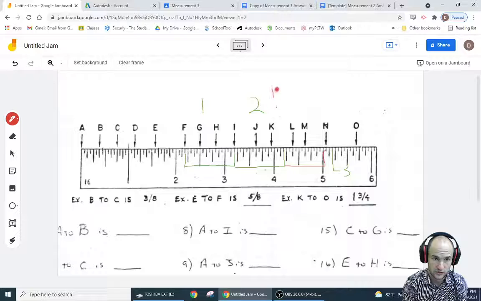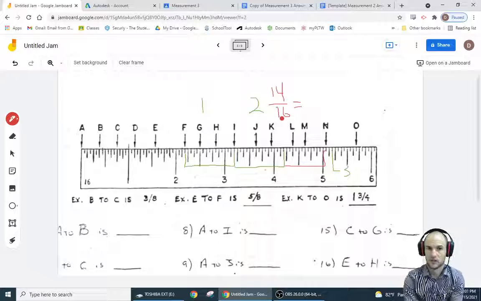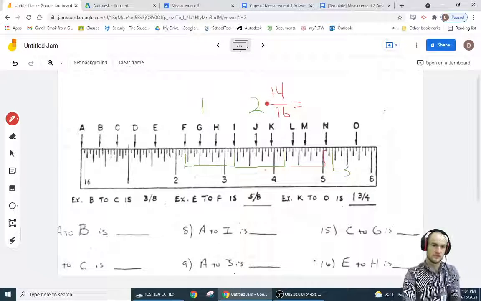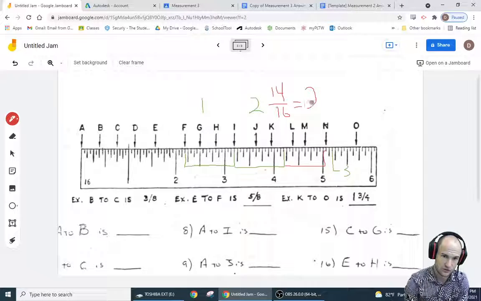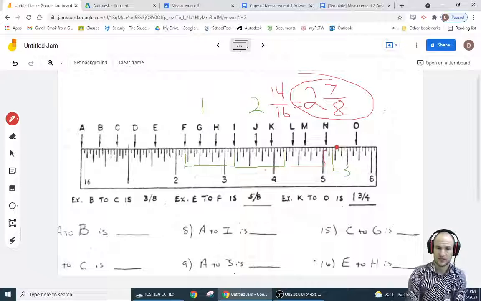So it is 2 and 14/16. Now, since both of these numbers are even, I do have to reduce this. So I'm going to reduce this from 2 and 14/16 to be 2, because the 2 doesn't get reduced. 14 divided by 2 is 7. And 16 divided by 2 is 8. So I would get 2 and 7/8 as my answer.